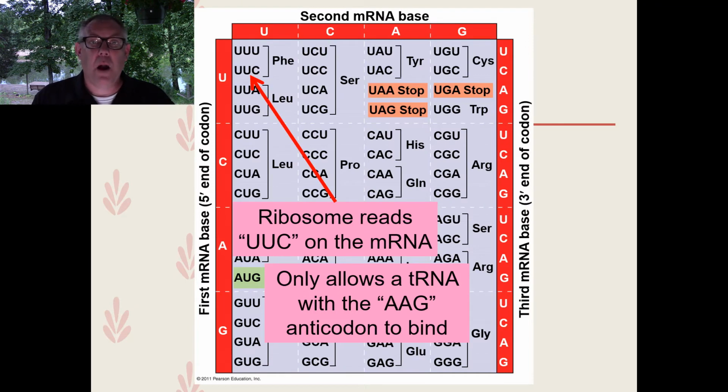And so the ribosome reads a UUC on the RNA. I want to make sure that we're clear. Whenever I show you one of these charts, look, it says first mRNA base. These are always based on the mRNA. These are always based on the codon. So the ribosome reads a UUC codon. The only tRNA that it will allow to come in is one with the proper anticodon, this one with the AAG anticodon. But you can see from this chart that tRNA should be bringing in a phenylalanine. PHE is phenylalanine.